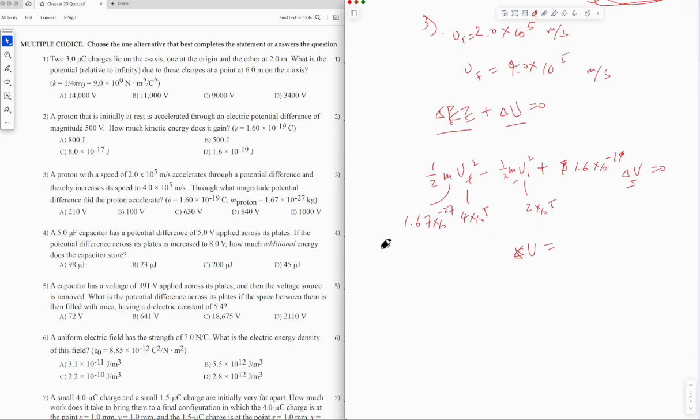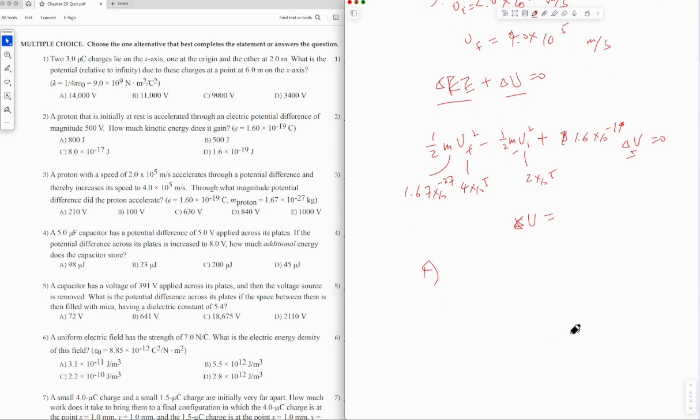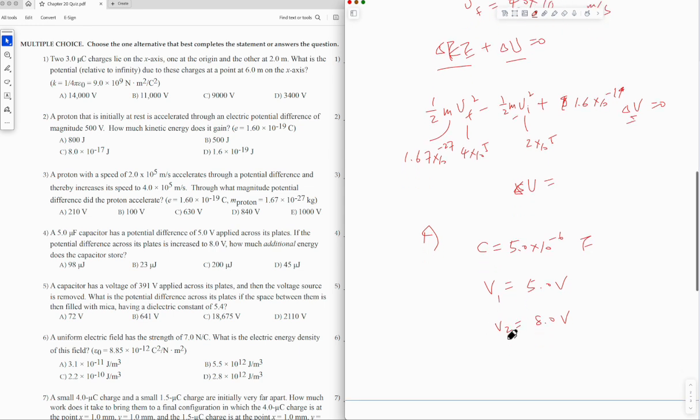All right, number 4. Oh, by the way, the calculation can be a little bit messy here. Just be patient. Use your calculator. Number 4, a 5.0 microfarad capacitor has a potential difference. So C equals 5.0 times 10 to the negative 6 farad. Potential difference V equals 5.0 volts applied across its plates. If the potential difference across the plates is increased to V2 equal to 8.0 volts, how much additional energy does the capacitor store?